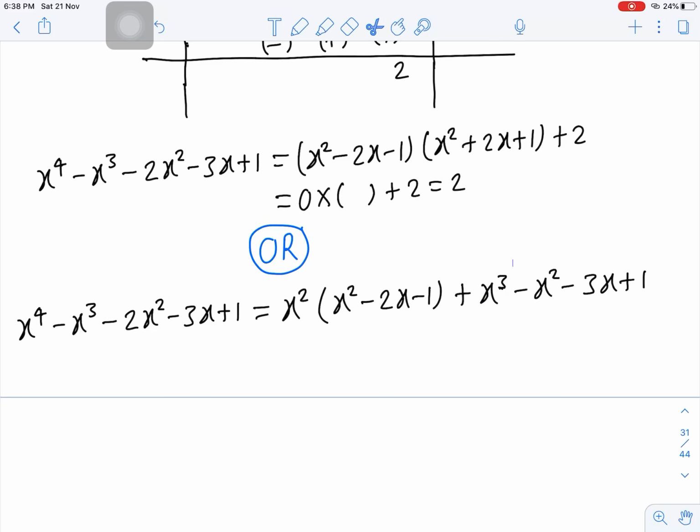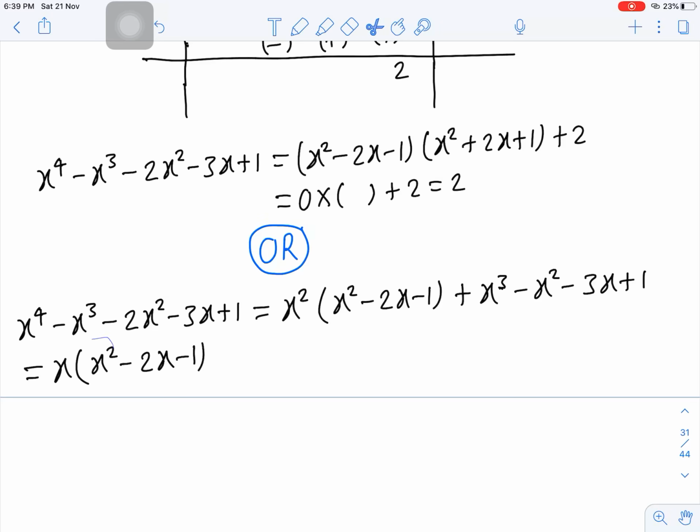Now over here, what is the highest power term? x cube. And in this factor, what is the highest power term? x square. So when you divide x cube by x square, you will get x. So now you write this as x into the factor, because as I told you, this term will become 0, so we are putting whole focus over here. So you write x cube minus x square minus 3x plus 1 as x into x square minus 2x minus 1.